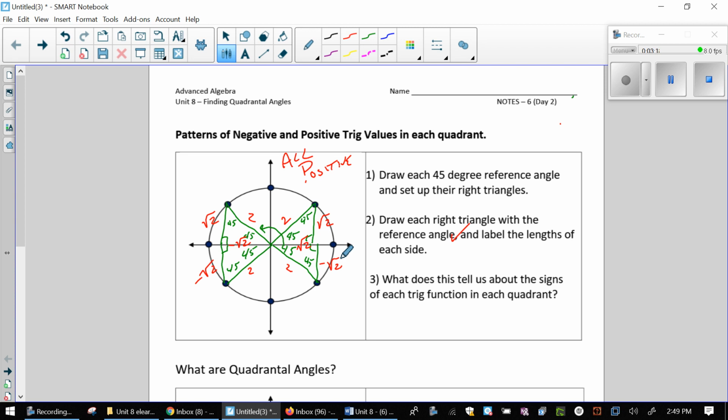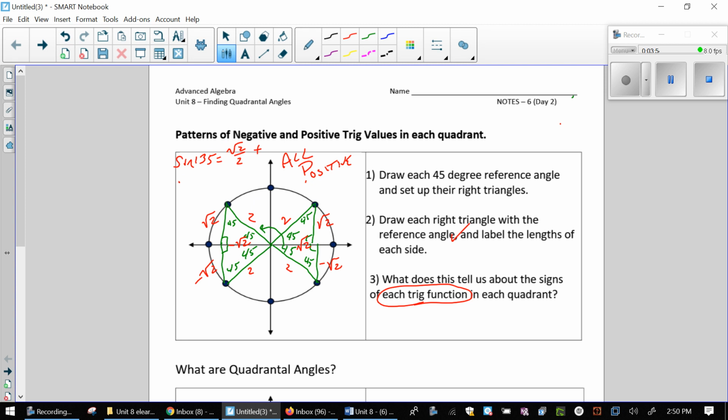All right, so look at these signs now. And really, here's the question. What does this tell us about the signs of each trig function in each quadrant? So as we look at it, in quadrant 1, everything's positive. In quadrant 2, as I do a trig function, let's take a look at it. Let's do sine of 45, or in this case, it's really 135, is going to be opposite over hypotenuse, root 2 over 2. And that's positive.